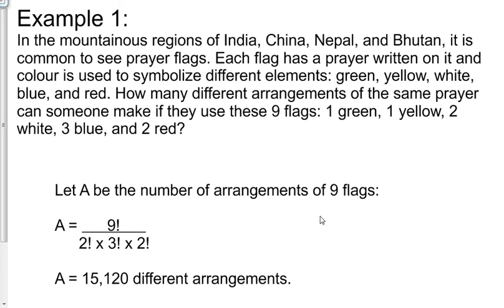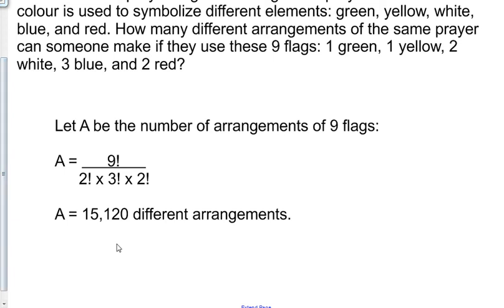Let A be the number of arrangements of 9 flags. Then A is equal to 9 factorial divided by, I have 2 white flags, so that's 2 factorial, times I have 3 blue flags, so that's 3 factorial, times, and I have 2 red flags, so that's 2 factorial. Evaluating, we get that A is equal to 15,120 different arrangements.